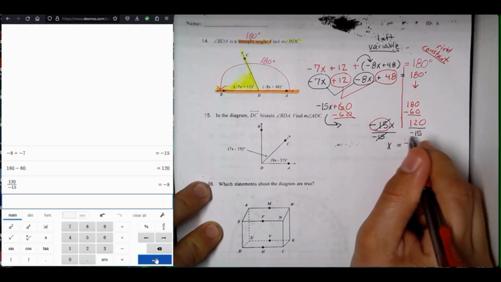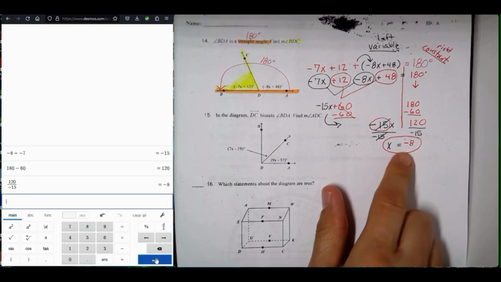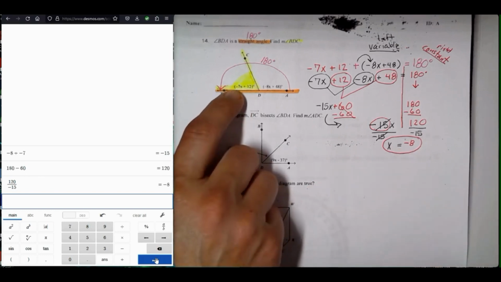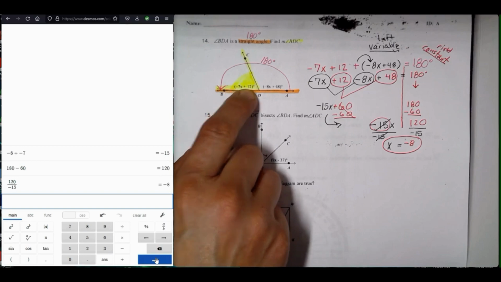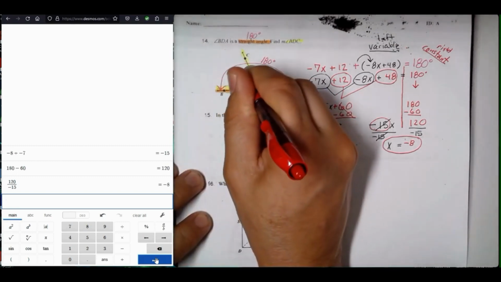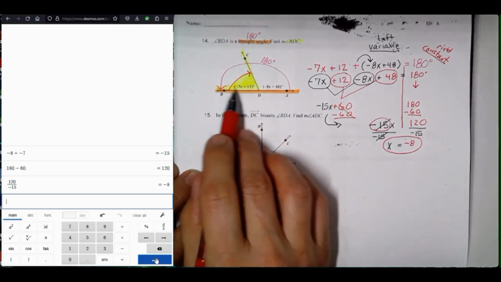Now we are not done. I'm going to circle it. I'm not going to box it, but I'm going to circle it. We are not done. We must take this negative 8 and substitute it in place of x in this expression, negative 7x plus 12, in order to find out the value of this angle before we can go ahead and give an answer. So I just put my little angle sign. We're about to figure out what this is.